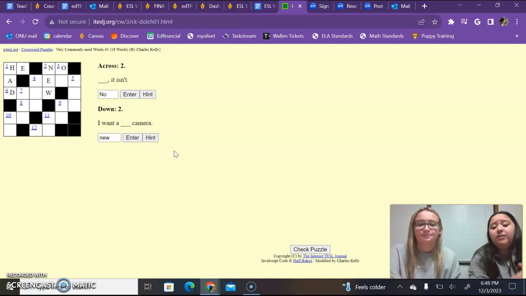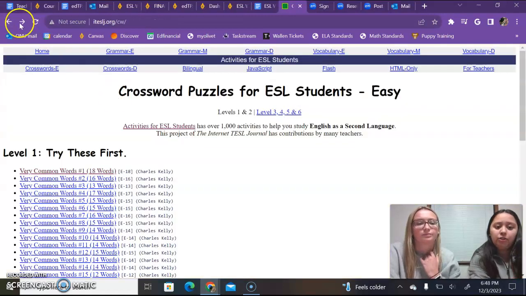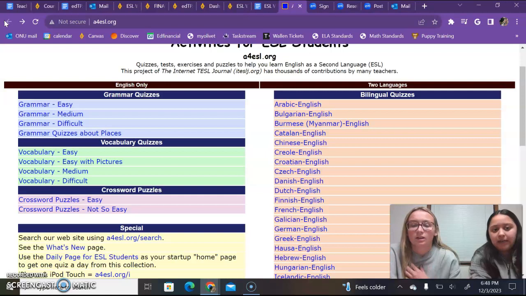Like Julia said, this is only level easy. There's also medium and hard, so the sentences can become bigger or a little bit harder. So that's what we chose to give a little example of what it looked like.